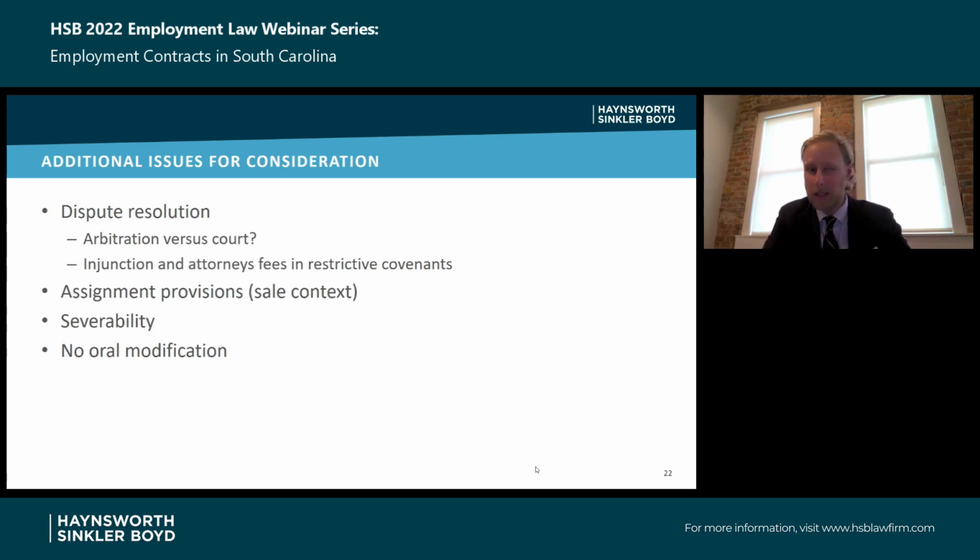There are some other legalese provisions, like assignment. If your organization is sold to another company, can you assign the employment contracts with employees? If you're an organization that's positioning for sale, a lot of potential buyers want to know that. Those are things that can be put in an employment contract.